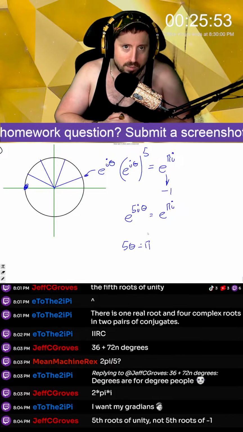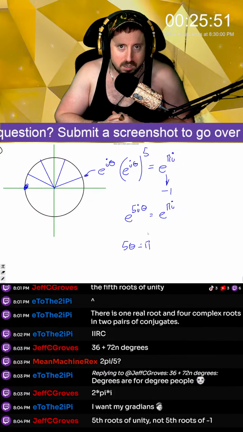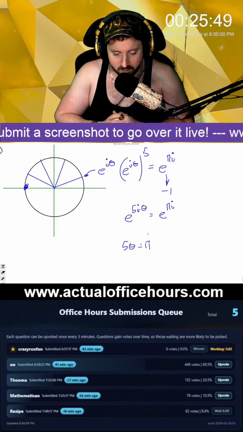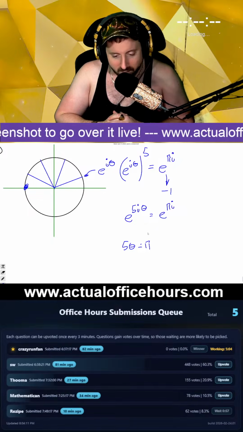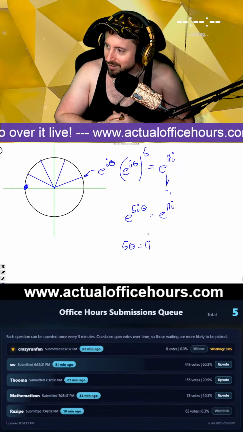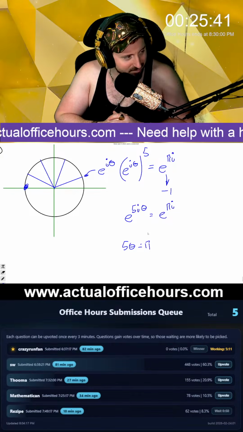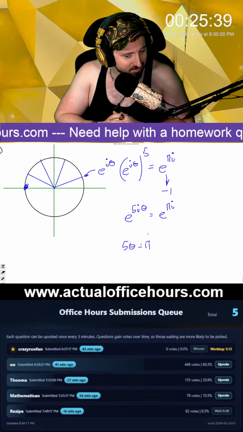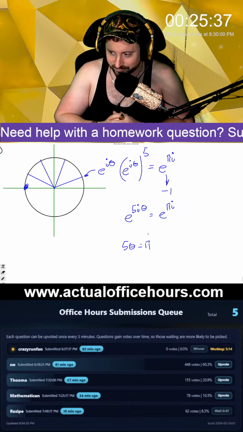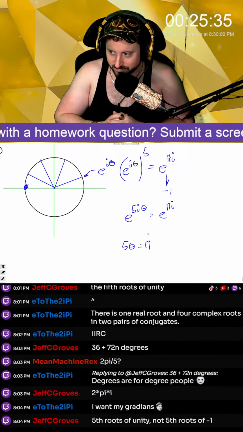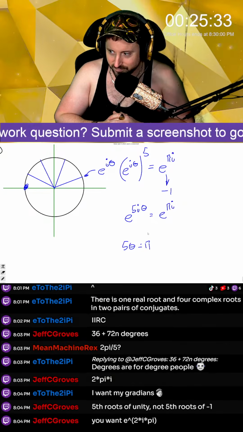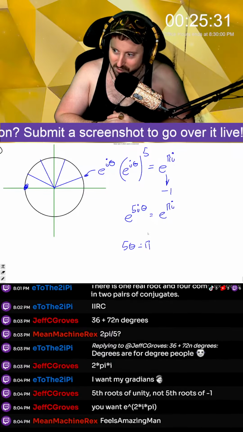It's the 5th roots of unity, not the 5th roots of -1. Yeah, wait, it goes around the whole circle, and you have the complex conjugates as well. So you have to evaluate the full circle. So you just do 72 degrees across each one. You just separate the entire circle into fifths. You want e to the 2i pi?